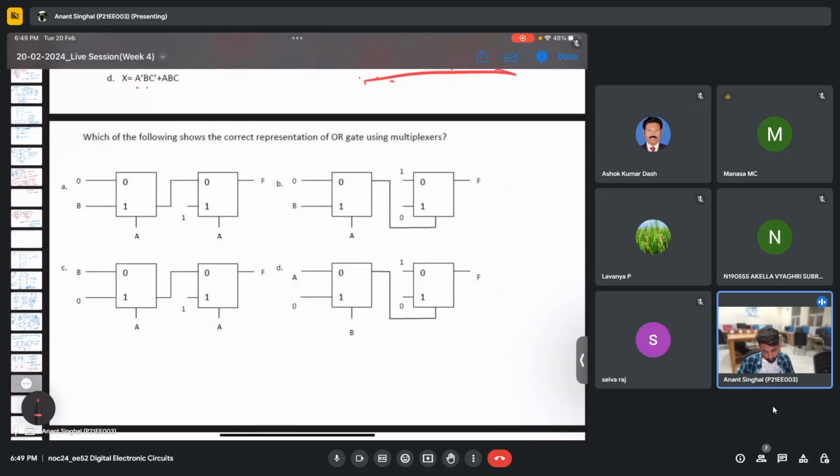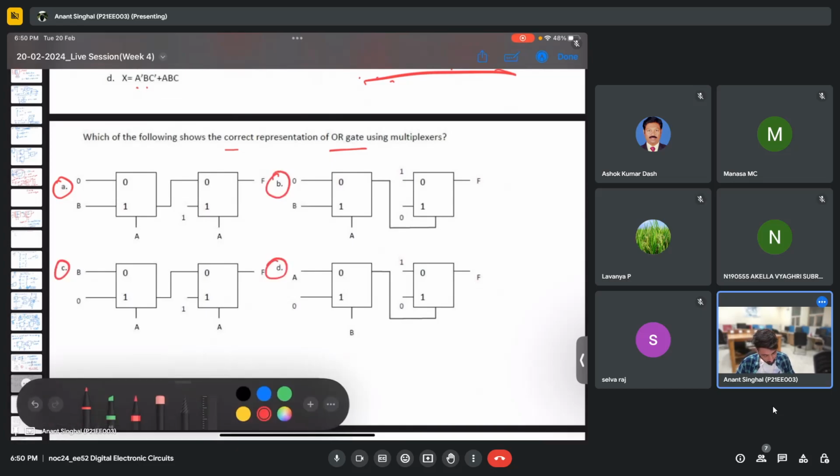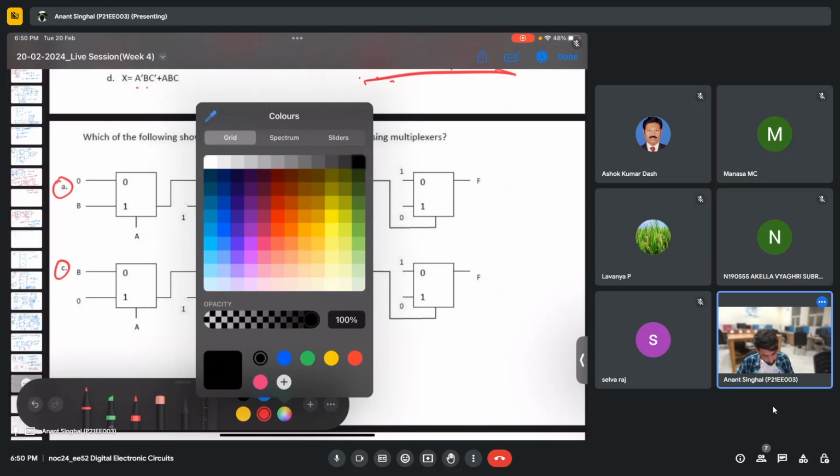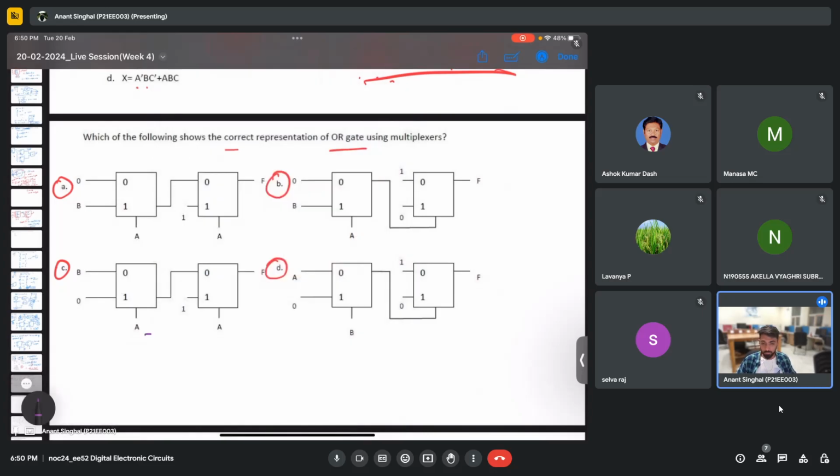Okay, so try it out now. It is asking which of the following shows a correct representation of the OR gate. We have just done it. Maybe you can try it out and let me know what the answer is. It is option A, B, C, D. Give it a go. Maybe it is very quick.